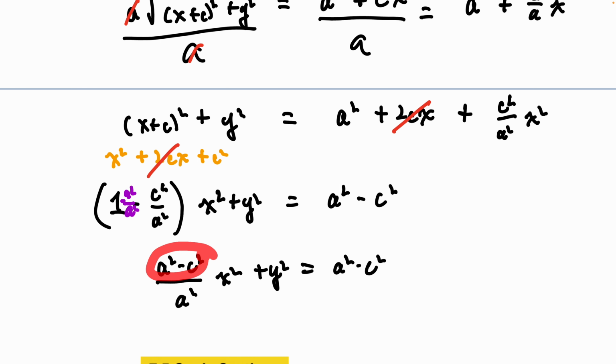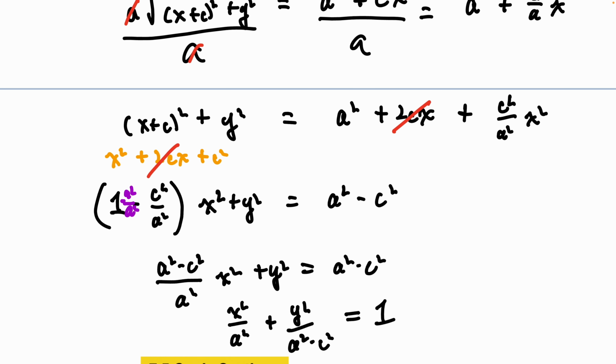Dividing through each term by this quantity will leave us with x squared over a squared. We want to divide every term by that quantity, so we'll get y squared over that. And then the right-hand side is exactly that quantity, so we're going to get something equaling 1. And that's very nice, coming up with 1. But we have this really odd-looking a squared minus c squared.